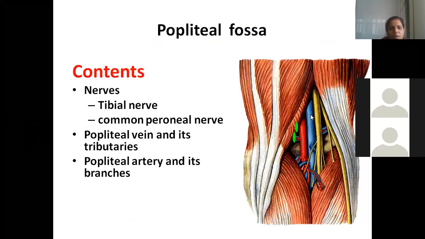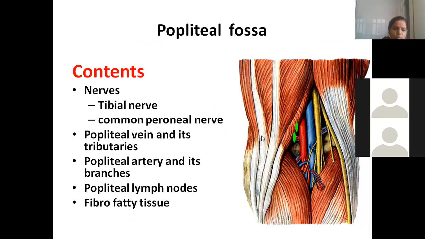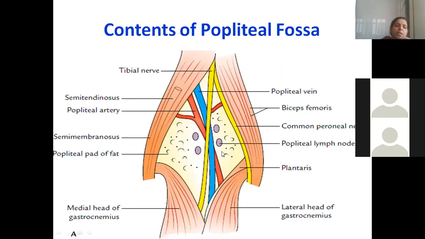Now what are the contents we saw? Nerves: the sciatic nerve, its bifurcation into tibial and common peroneal. Then we have the popliteal vein and its tributaries, the popliteal artery and its branches, and lymph nodes. Popliteal lymph nodes, and so much of fat, if you can recollect your dissection knowledge, what you have done during your classes.